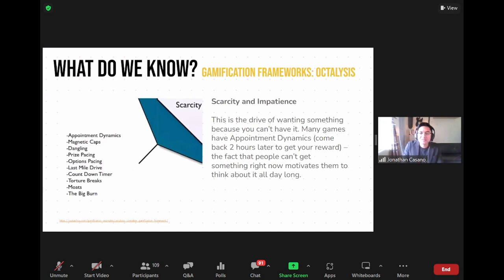This is the drive of wanting, or scarcity and impatience. This is the drive of wanting something because you can't have it. Guilty, guilty. Many games have appointment dynamics or a comeback-later sort of mechanic, especially in mobile games.